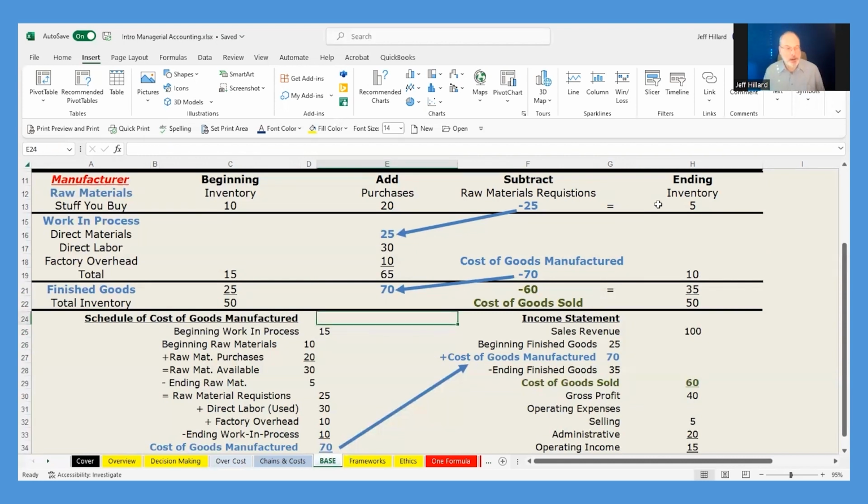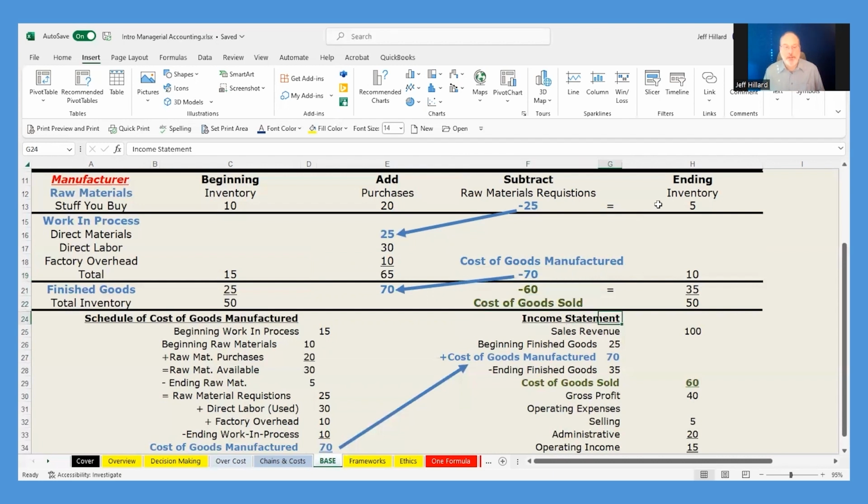It's beginning work in process, the cost of goods manufactured, beginning work in process, plus beginning inventory, plus purchases, minus ending inventory equals raw material requisitions, which is our direct materials, add direct labor, add factory overhead, and solve for cost of goods manufactured. You might want to pause and just look at this for a little bit.